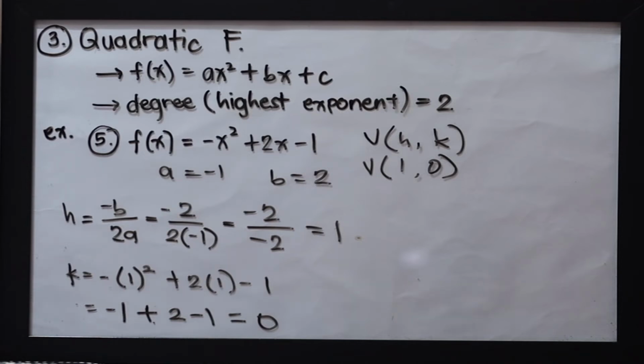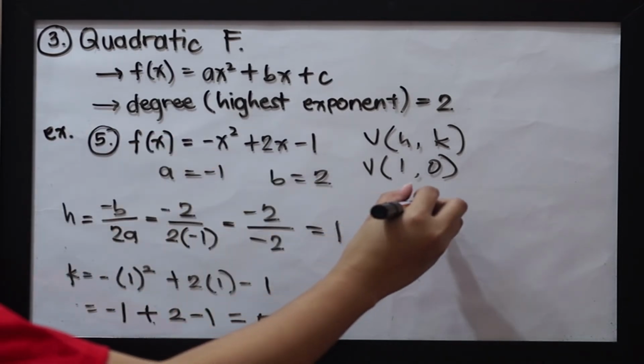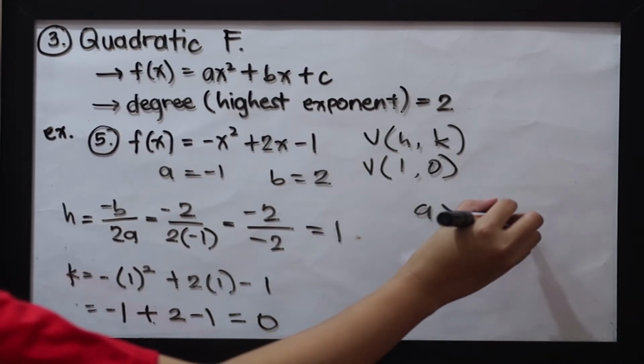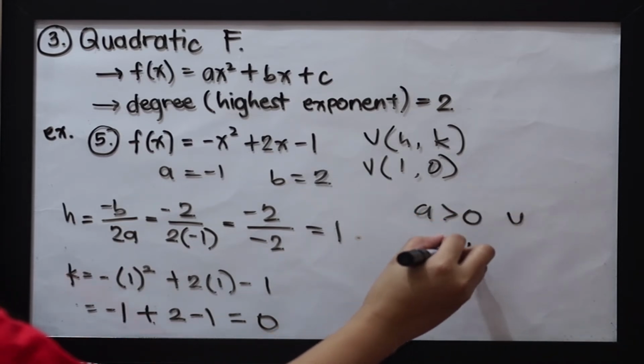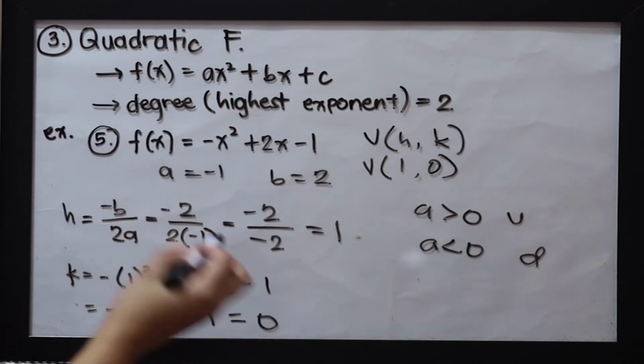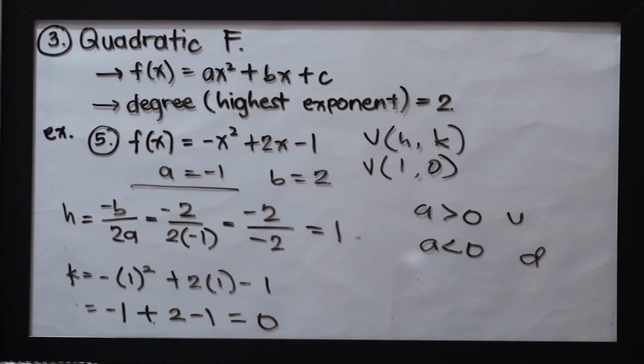Next, the opening of the parabola. Again, if the value of a is greater than 0, then it is upward. Pagka naman less than 0, it is downward. So the value of a in this function is negative 1. So downward siya kasi siya ay less than 0.